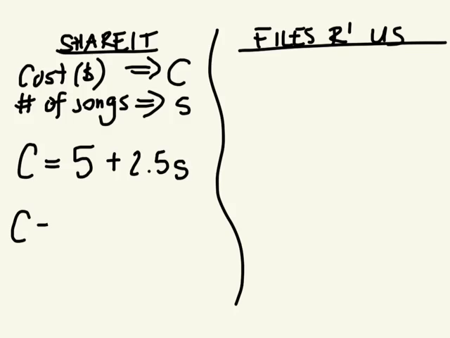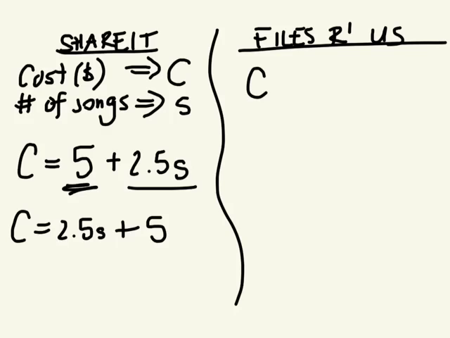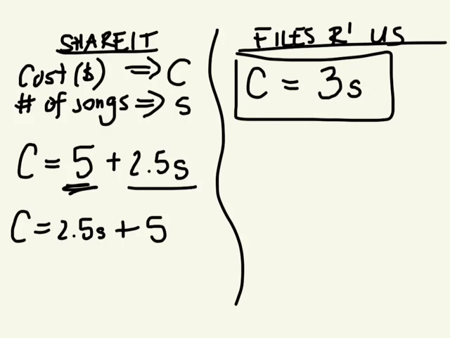Can I write it like this as well? 2.5s plus 5. Does it matter which way we write it? No. Okay, so we know that it's going to cost $5 plus for every song it's $2.50. What is the cost for Files Are Us? Cost for Files Are Us is 3S. It's just $3 per song. There's no membership fee, so we can say plus nothing, but we don't actually need to write that. So it's just 3S.